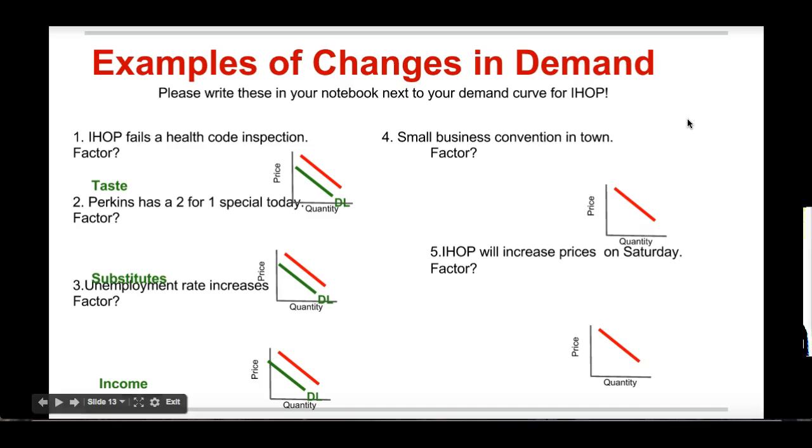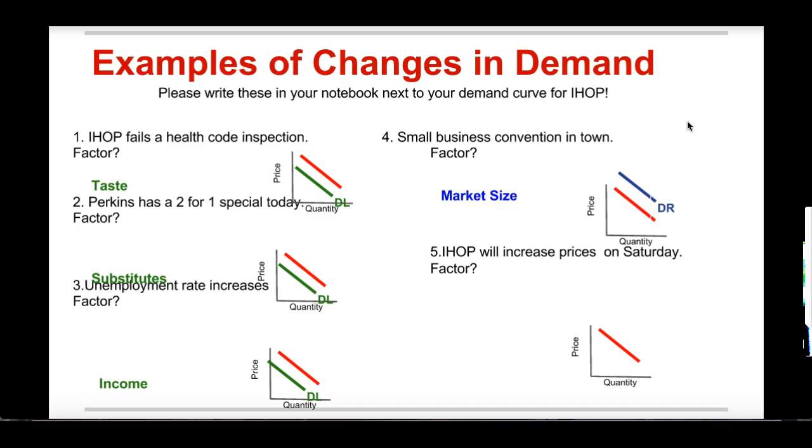Number 4 says small business convention in town. If you said market size, you would be correct. This is market size because it brings more people to the area, so as a result, there's more people around, and while not all of them are going to go to IHOP, some of them will. So this is going to cause a right shift in demand for IHOP.